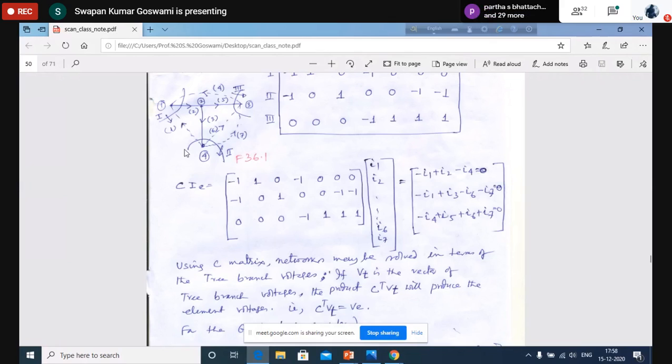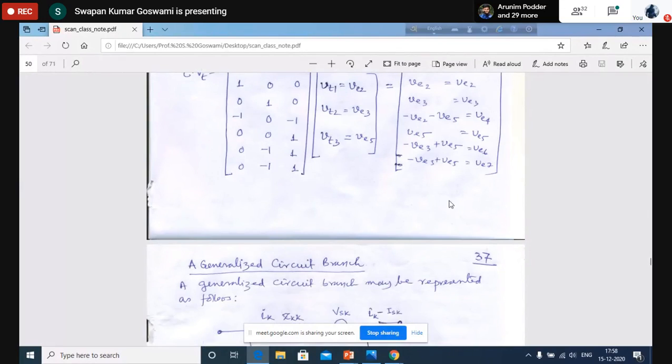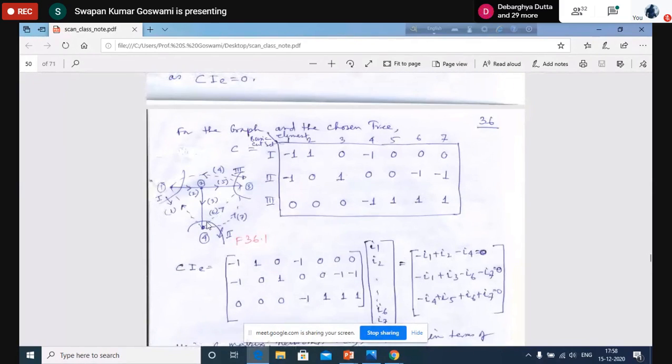So you see, V6 minus V5 plus V3 equal to 0. So what can you write? You can write V6 equal to minus V5 plus V3, or rather V6 equal to minus V3 plus V5. Similarly, V5 minus V3, what does it mean? Again, that means you consider this loop once, and then this loop another time.